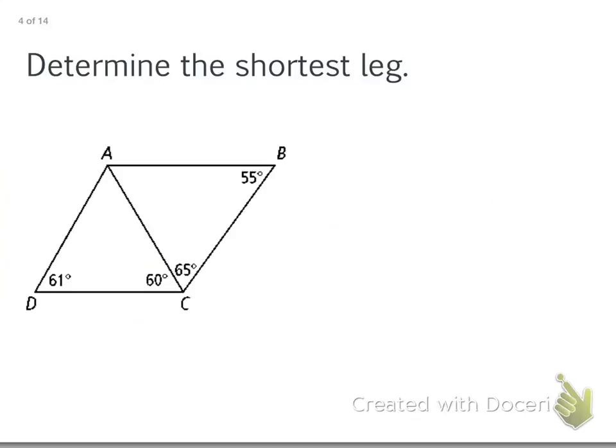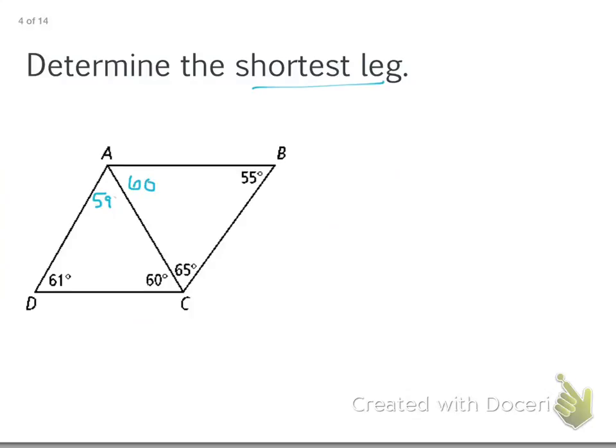Okay, determine the shortest leg. So first off, let's find our missing angles. If I do this triangle here, I do 61 plus 60, which is 121. 180 minus 121 gets me 59. Now I've got to do this triangle. So 55 plus 65 is 120. 180 minus 120 is then 60.